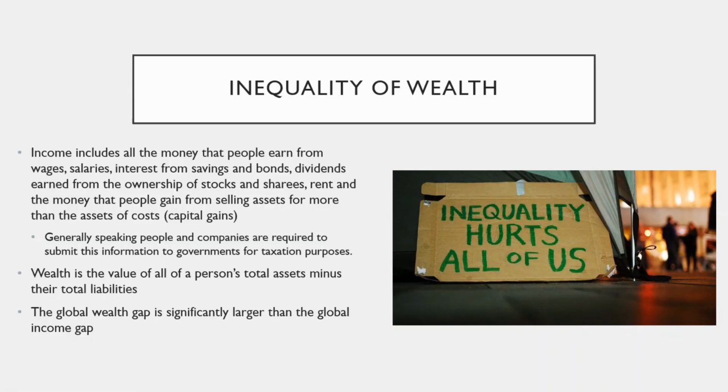We're next going to talk about inequality of wealth. One of the big things is income. Income includes all money that people earn from wages, salaries, interest from savings and stocks and bonds, dividends, capital gains. Wealth is the total value of all persons' total assets minus the liabilities. The global wealth gap has significantly increased, and it is significantly larger than the global income gap. There's a much bigger disparity in the wealth gap compared to the global income gap.